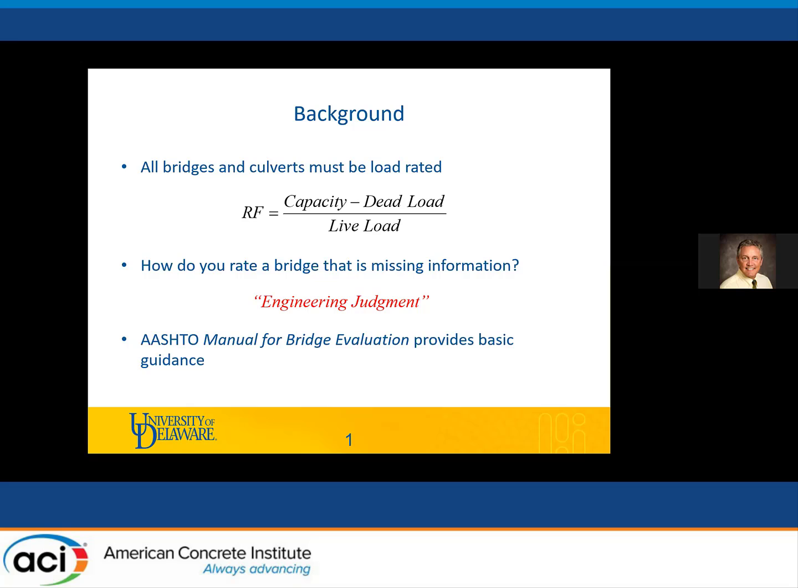In many cases, if a bridge has been around for a long time, let's say 50 years, it shows no signs of deterioration, and it's handled the loads to date, then we can pretty much assume that it's doing okay, and the rating should probably be above 1. But if you don't have all the information, it really comes to how you are going to handle that.